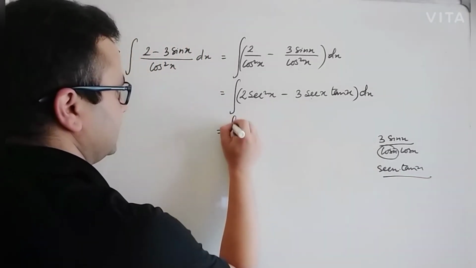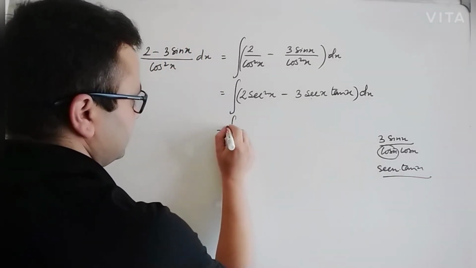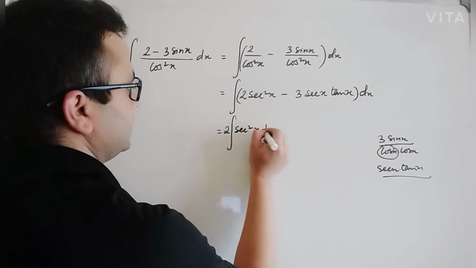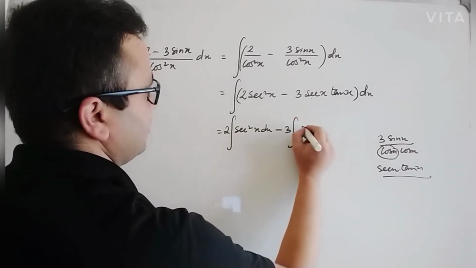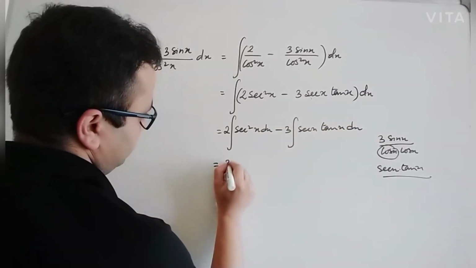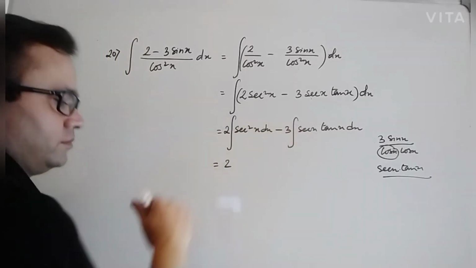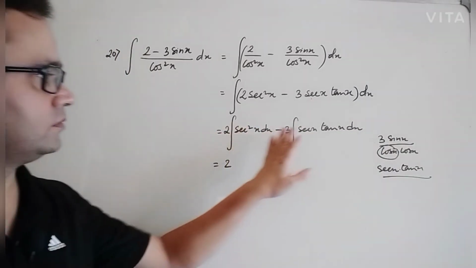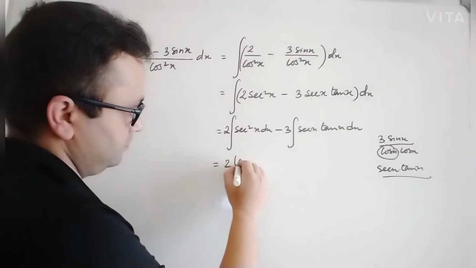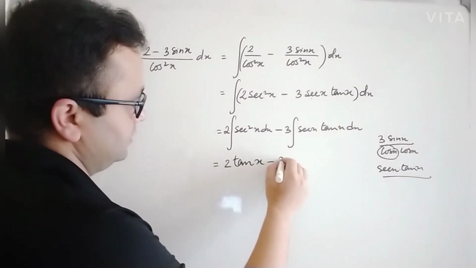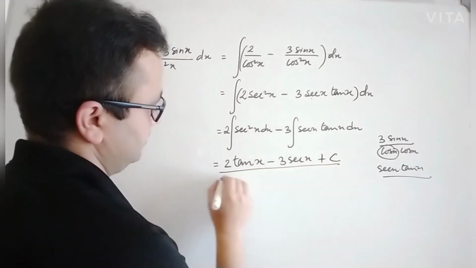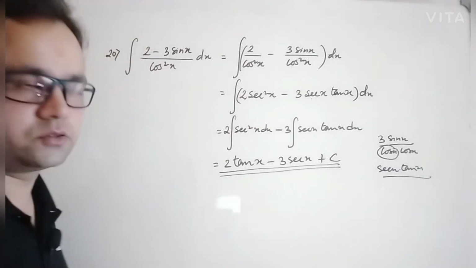This equals the integration of, now we can take 2 outside, sec square x dx minus 3 times the integration of sec x tan x dx. Now it is in integrable form. So 2 times the integration of sec square x, which is tan x, minus 3 times the integration of sec x tan x, which is sec x, plus c. This is the answer. Okay, this much for today. Thank you.